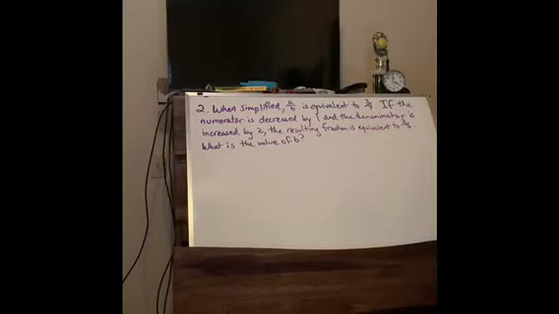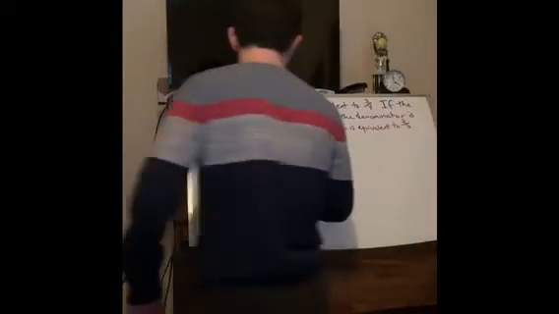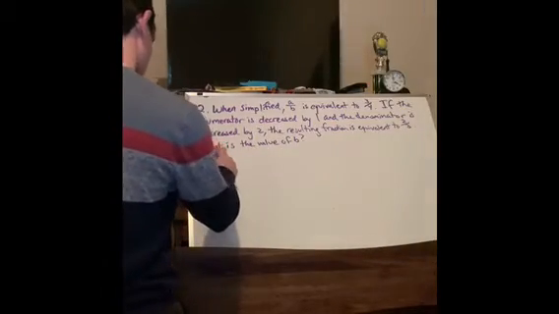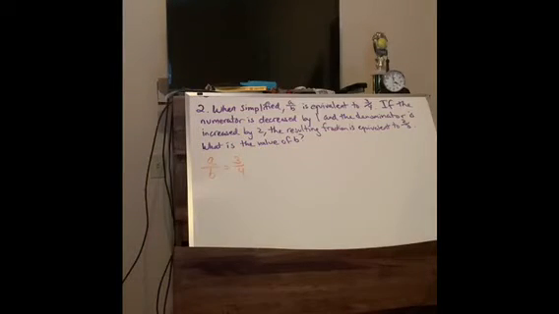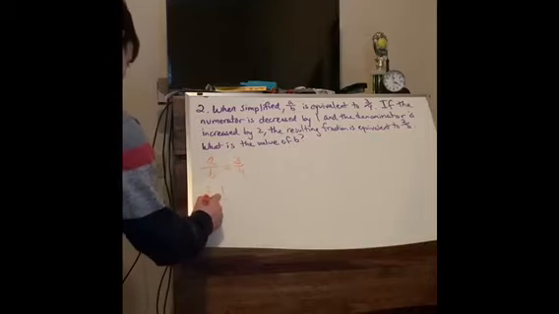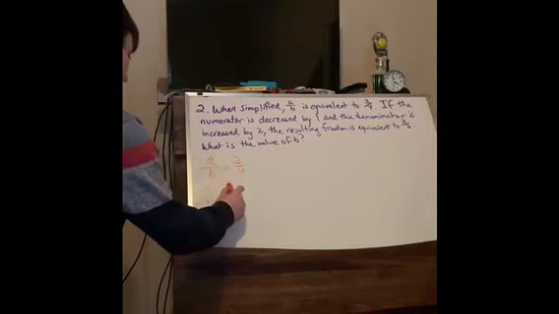So number 2: when simplified, the fraction a over b is equivalent to 3/4. If the numerator is decreased by 1 and the denominator is increased by 2, the resulting fraction is equivalent to 2/3. What is the value of b? This is more algebra than arithmetic and number theory, to be honest. You know the fraction a over b is equal to 3/4. That's the easy part. The numerator is decreased by 1, so a minus 1, and the denominator is increased by 2, so b plus 2, and this is equal to 2/3.